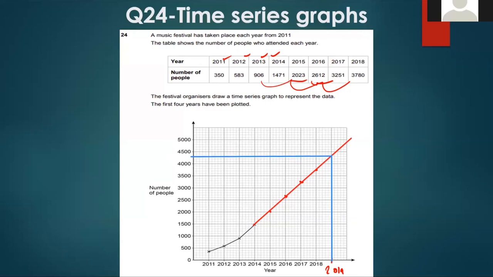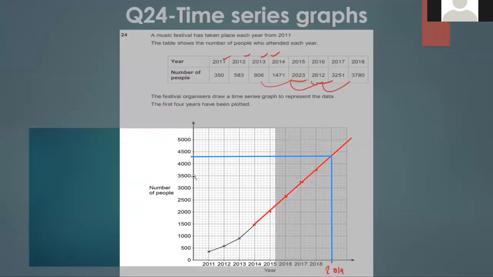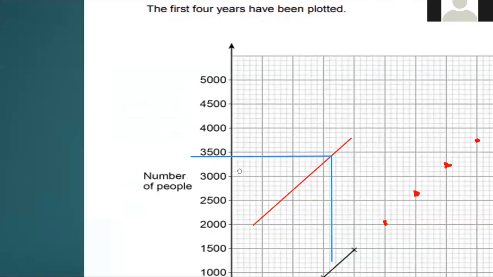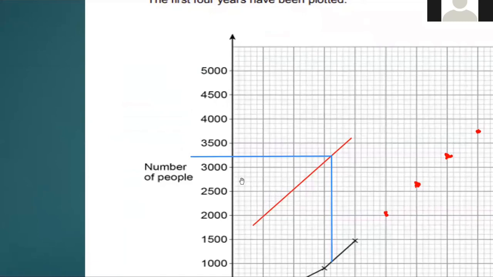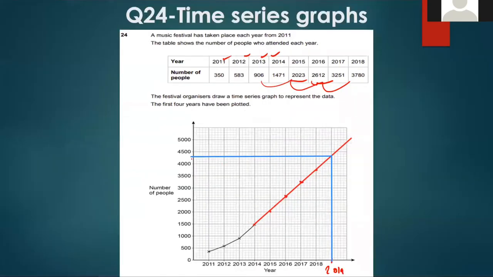Then we work out what that value is. That's 4,000 here, okay? 4,100 there, 4,200 there, 4,300's there. Let me zoom in, guys, for you. Sorry, that's gone wrong, so let me zoom out. Obviously it's there, 4,100 there, 4,200 there. Now 4,300, one, two, three. So that's that line there.